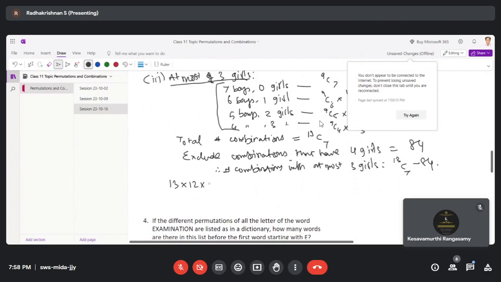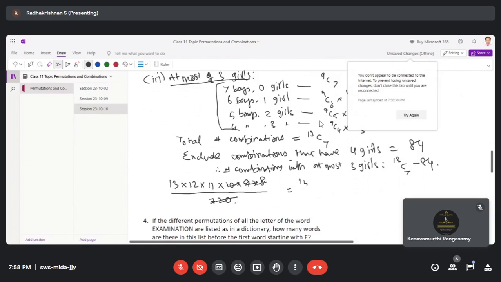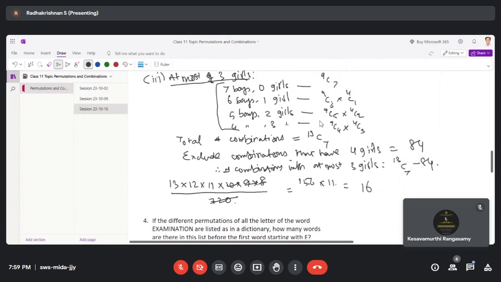Okay, so I'm going to put 13C6. It's a tedious calculation. 6 factorial, I know it is 720. So I see that 10 into 9 into 8 is 720. 8 9s are 72, so I can simply cut it off. So simply you have to multiply 13 and 12, and 13 12 we know is 156. So 156 into 11. So 11 6s are 66. Okay, or 11 5 6. I don't know.